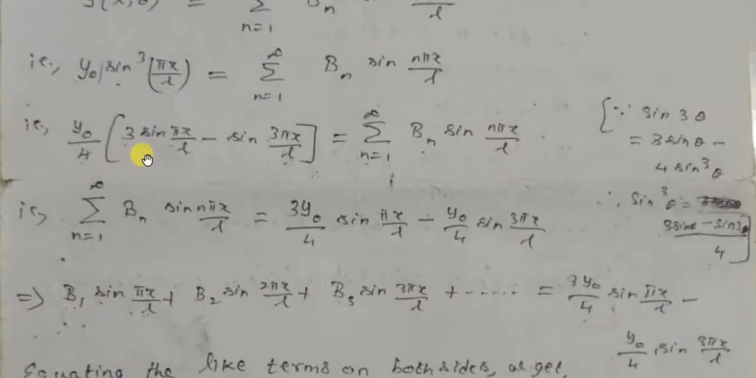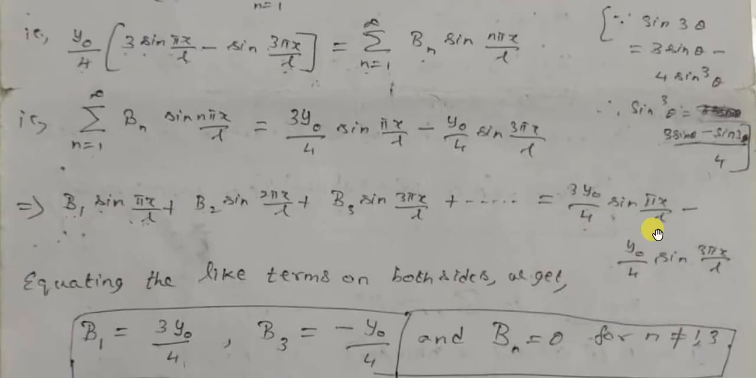And the left hand side, if I rewrite, I will get the first term as 3 y naught by 4 sin pi x by L. The second term is minus y naught by 4 sin 3 pi x by L. So apart from these two terms, no other terms are available in the left hand side. That is what I am writing here in the right hand side.